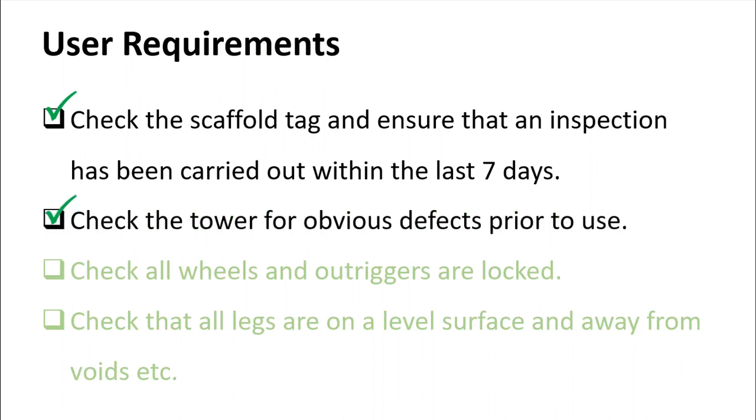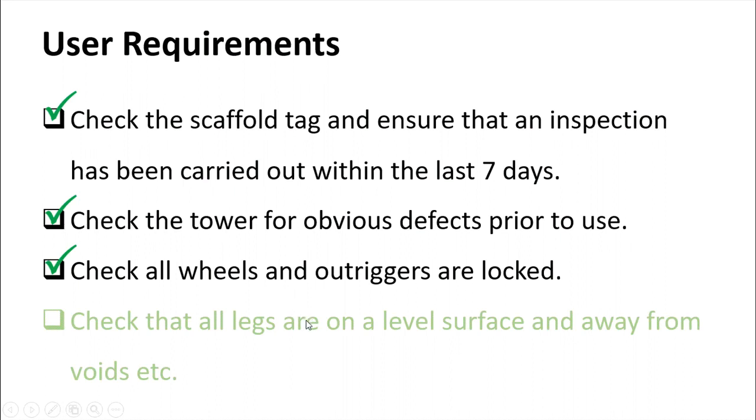Check the tower for obvious defects prior to use. So we don't know who was the last person to use the scaffold, since in construction there are so many people using the same scaffold. So before you use the scaffold, check it for obvious defects, so that you are sure that you are safe. Or if you find any defects, then you need to call competent persons to modify the scaffold or fix the defects and reassess the scaffold and again update the tag. Check all wheels and outriggers are locked before you go up.